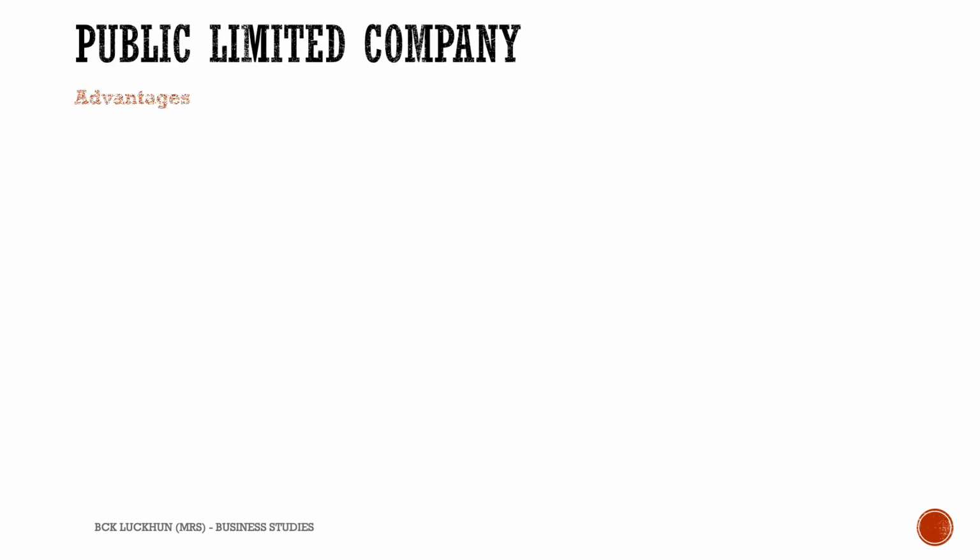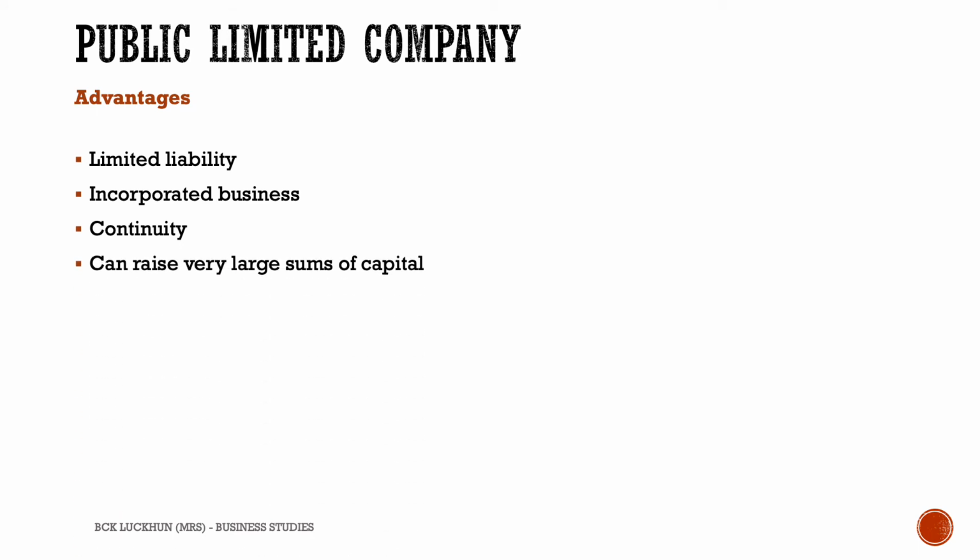Now we move on to the advantages and disadvantages of a public limited company. The advantages are there is limited liability, just like a private limited company. It is an incorporated business, that is, it has a separate legal identity. There is continuity. A public limited company can raise very large sums of capital. This is what we call limitless funds. There is also no restriction on the buying and selling of shares.